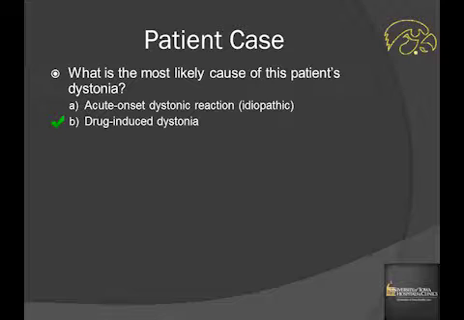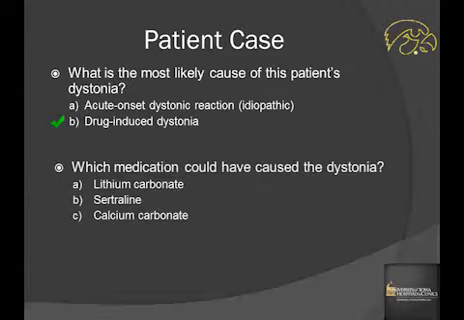Again, like I mentioned in clinic, it's always my job to see if a new symptom or new constellation of symptoms can be pointed to as a new drug reaction for a patient, even if it's something that patients have been on for a long period of time, but absolutely if someone has been started on a new medication. So with that in mind, that we think it is an acute drug-induced dystonia, which medication could have caused the dystonia in this patient? Would we think about the lithium, the sertraline, or the calcium?